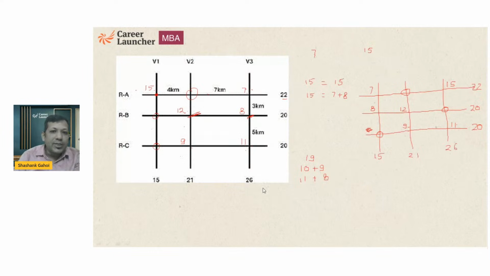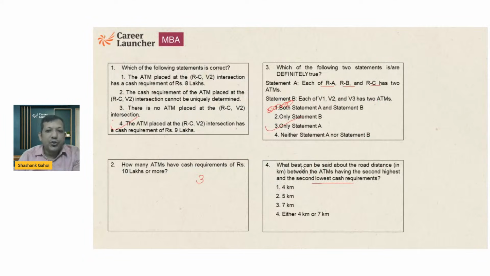Now, second highest and second lowest cash requirement, that is going to be 12 and 8. 12 and 8 can have a distance of either 7 kilometers or 4 kilometers. So the answer of this question is going to be option 4. Okay.